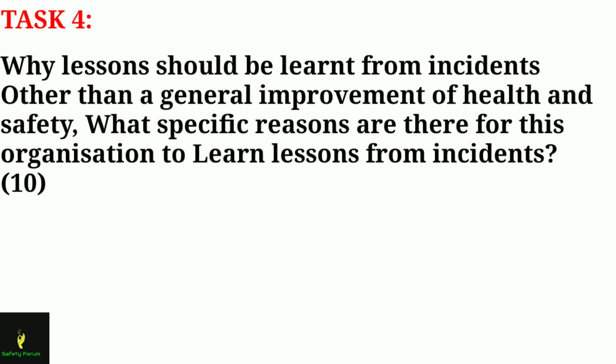Task 4. Why should lessons be learned from incidents other than a general improvement of health and safety? What specific reasons are there for this organization to learn lessons from incidents? Why do incidents need to be reported? Why do near misses have to be reported? What are the reasons? Those you have to write.